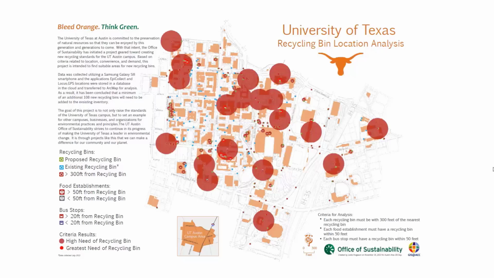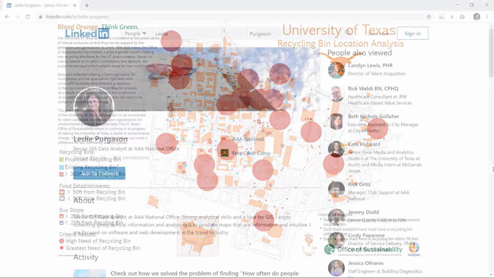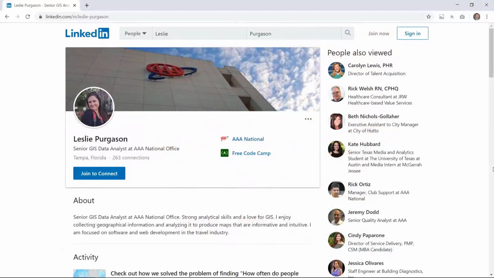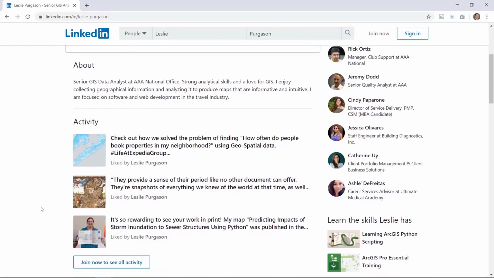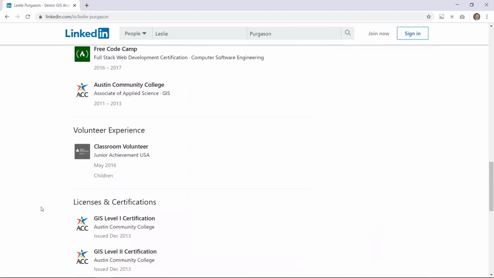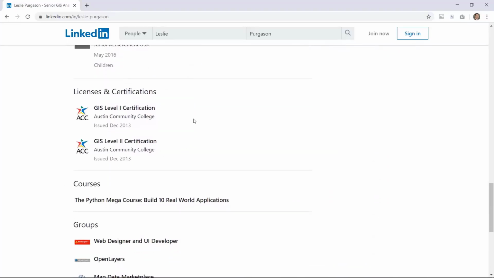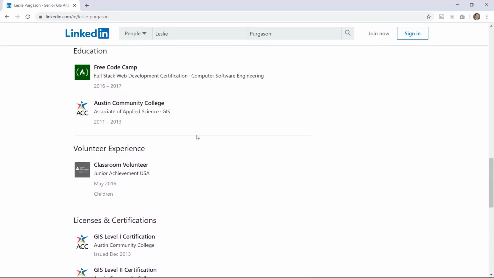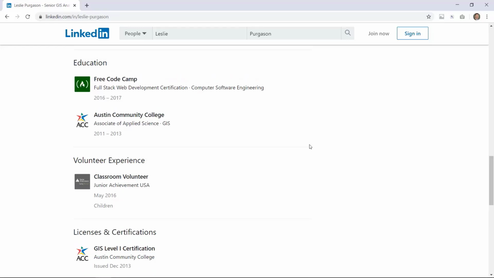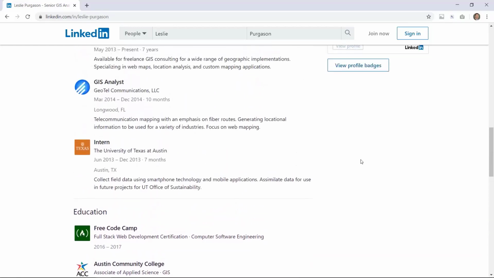And if we look at where Leslie is today, here she is on LinkedIn. She's a senior GIS data analyst with the AAA national office. And if I scroll down, you can see she lists her GIS level 1 certificate and level 2 certificate and her Associate of Applied Science degree and an internship with the University of Texas, which was her GIS capstone project.